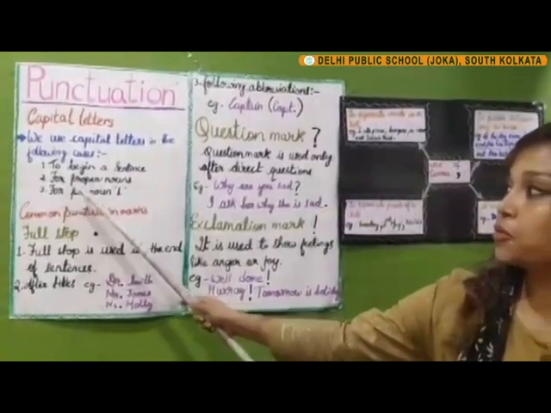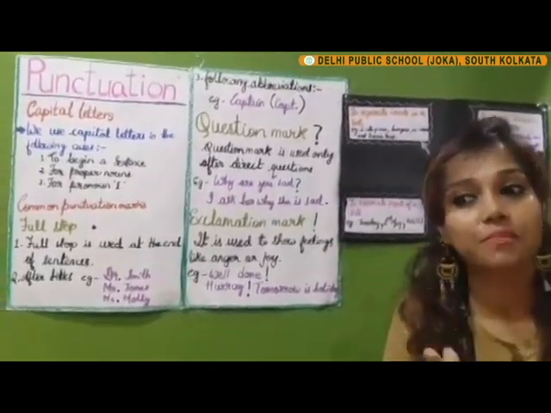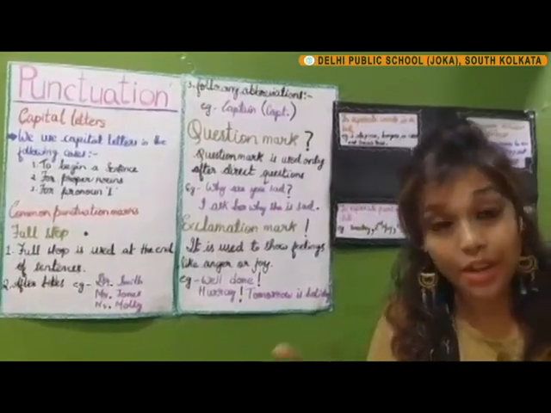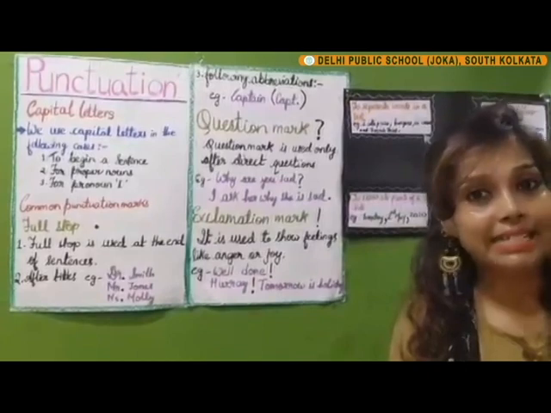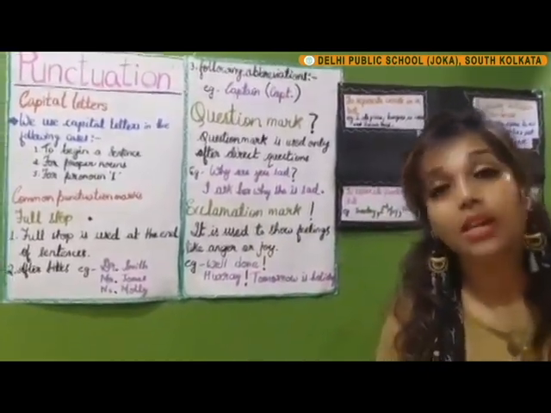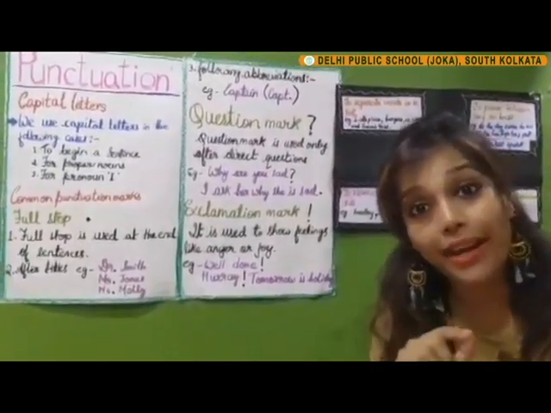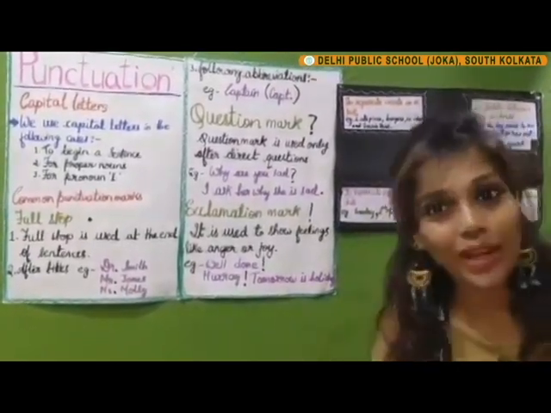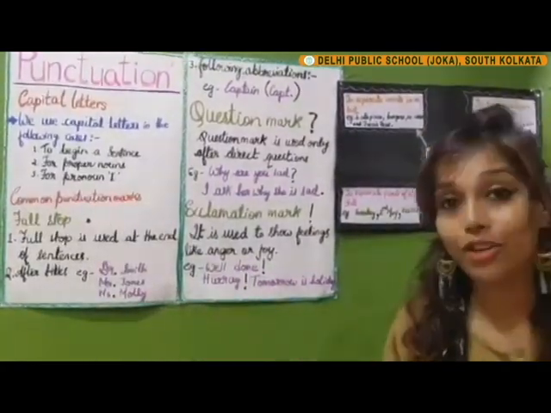Next is for the pronoun I. Whenever you're writing I, even if it is between the sentences, okay, you will write it with a capital letter. Okay, for example, yesterday I went for a walk. So yesterday, comma, I, capital I, not small i. If you write small i, that's a big mistake. Okay. Next, now we move on to the common punctuation marks.